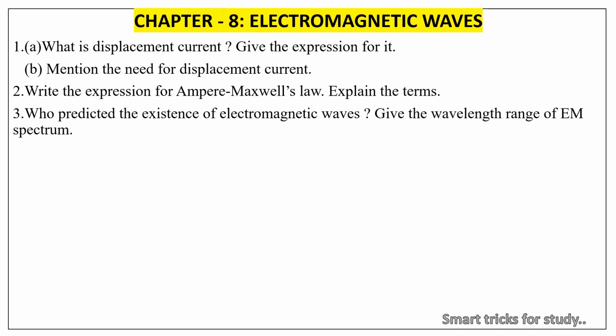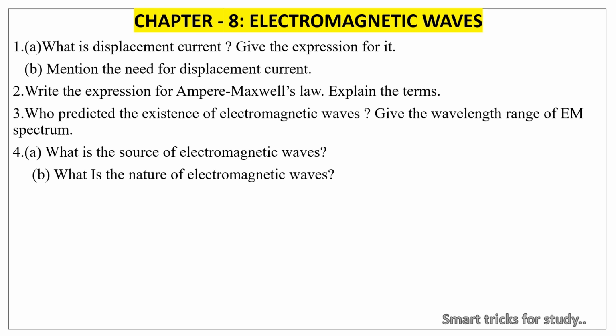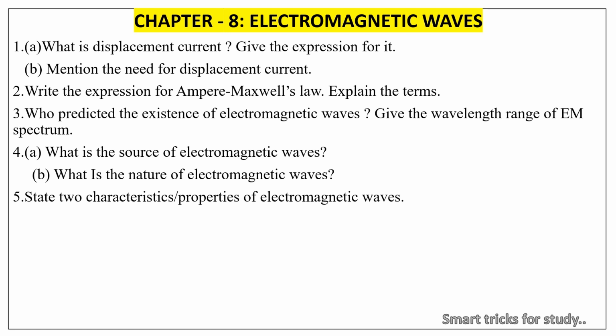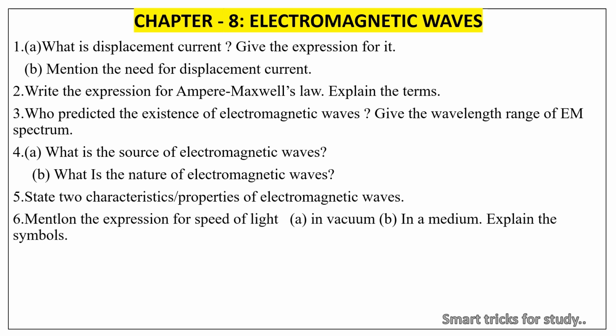3. Who predicted the existence of electromagnetic waves? Give the wavelength range of EM spectrum. 4. A. What is the source of electromagnetic waves? B. What is the nature of electromagnetic waves? 5. State 2 characteristics or properties of electromagnetic waves. 6. Mention the expression for speed of light. A. In vacuum. B. In a medium.